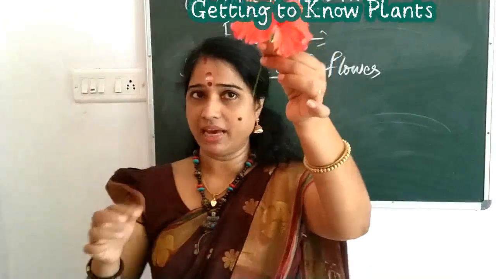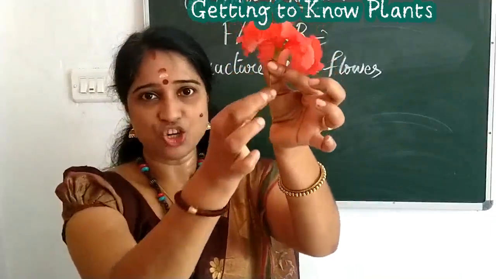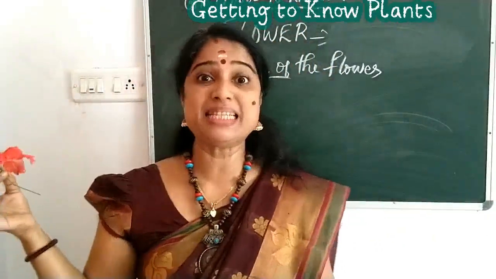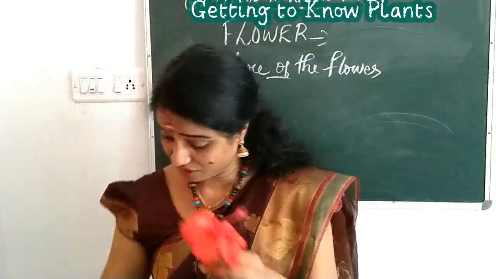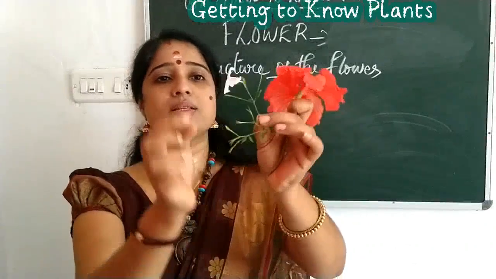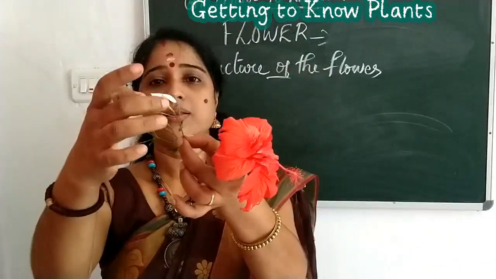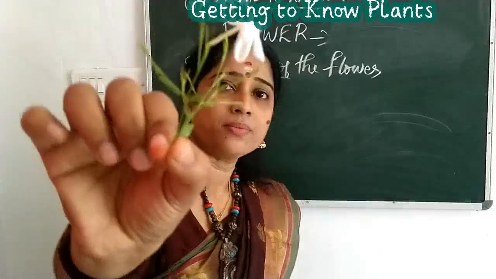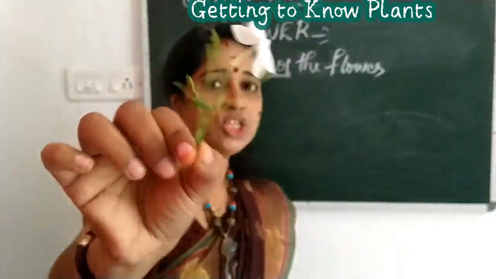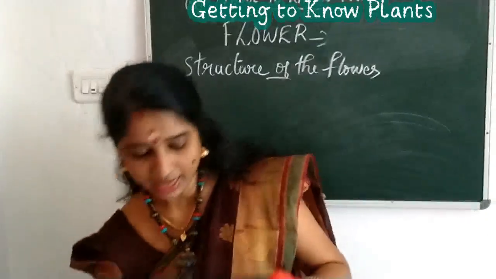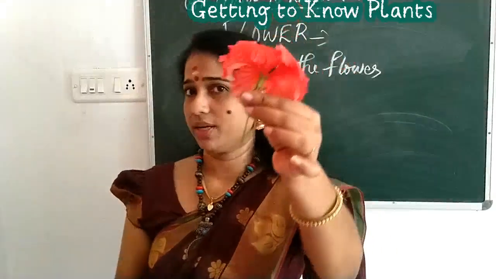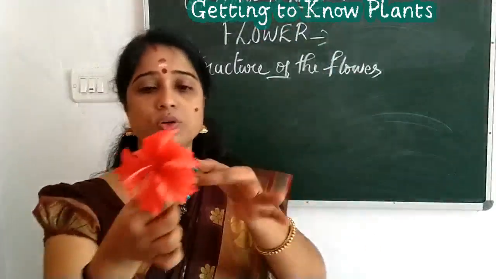Observe the flower very carefully, and this part, it is known as the pedicel. This part attaches the flower. You can observe this flower and you can see the part that is attached. Hope it is clear. That part is known as the pedicel. This is the area where the flower is attached to the stem or the branches. That part is known as what? Pedicel. Clear? Yes. So this part is clear.